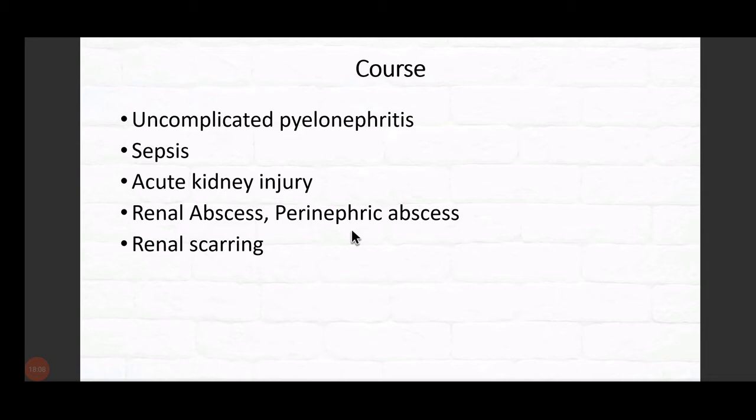The usual course of the disease is, if you have detected early and initiated treatment, it can pass off as an uncomplicated pyelonephritis. Otherwise, the patient can go into sepsis. Kidney function can be compromised because of the kidney involvement, that is AKI, acute kidney injury can happen. And if not controlled, it can develop into renal abscess, perinephric abscess, and in case it heals, it heals by renal scarring. So wherever there is an area of abscess, ultimately it heals by fibrosis, and that will be a scar on the kidney.